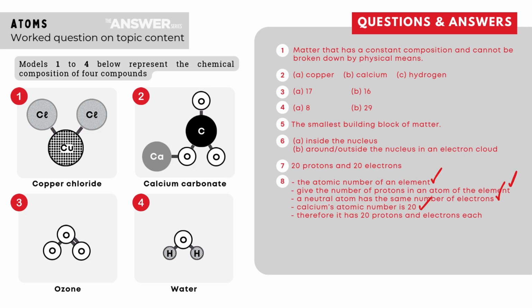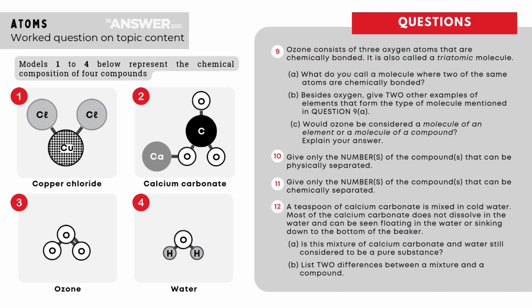And you will most likely not get a mark for that last sentence, therefore it has 20 protons and 20 electrons each, because that is something you've already answered in question 7. So you can say that a question like number 8 would have counted a maximum of 4 marks. Pause the video here and try to answer the questions yourself before we work through the answers together.